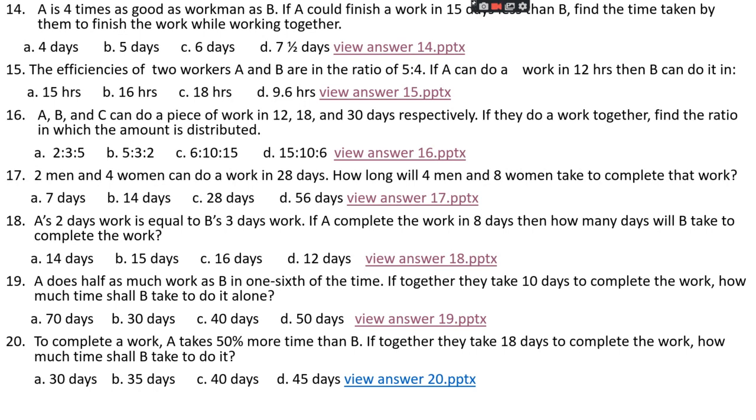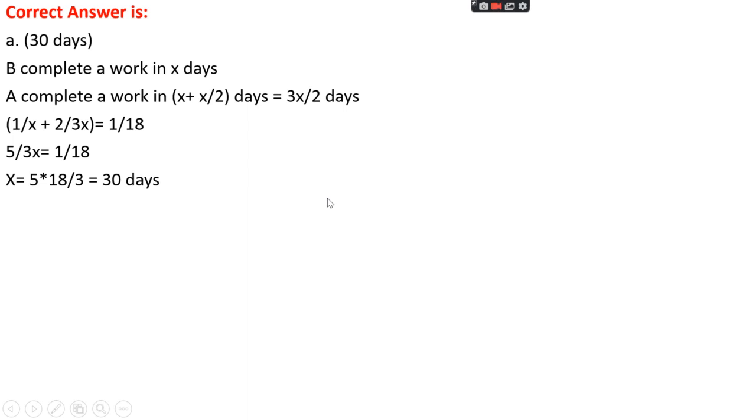Question number 20. To complete a work, A takes 50% more time than B. If together they take 18 days to complete the work, how much time shall B take to do it? Option A, 30 days. Option B, 35 days. Option C, 40 days. Option D, 45 days. The right answer is option A, that is 30 days.